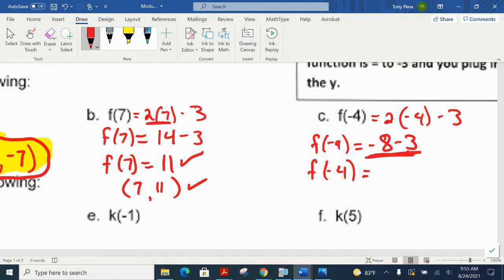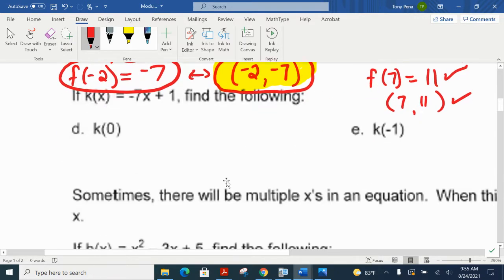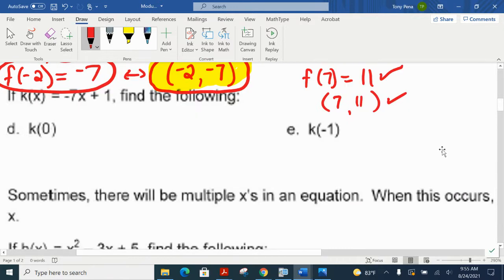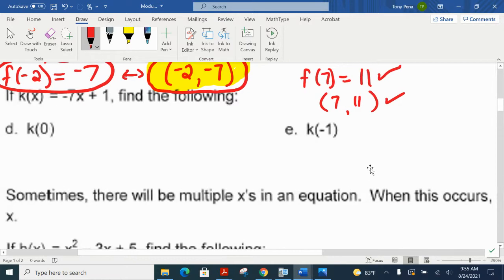All right, so negative 8 minus that negative 3, they're the same signs. So we add them up. 8 and 3 make 11. You keep the common sign of a minus, so that should be negative 11. All right. Okay, remembering all this. All right, do the second one then. Do the k of x, do 0, negative 1, and 5. Let's see if we can get through all of those.